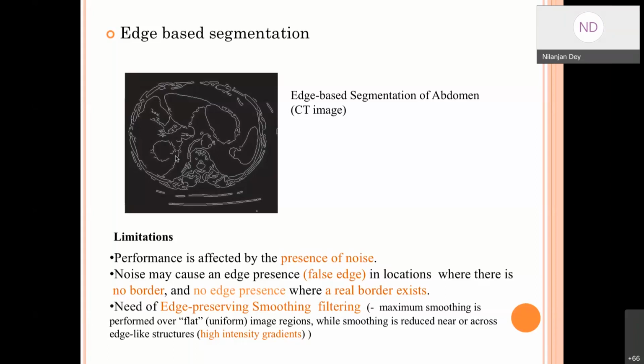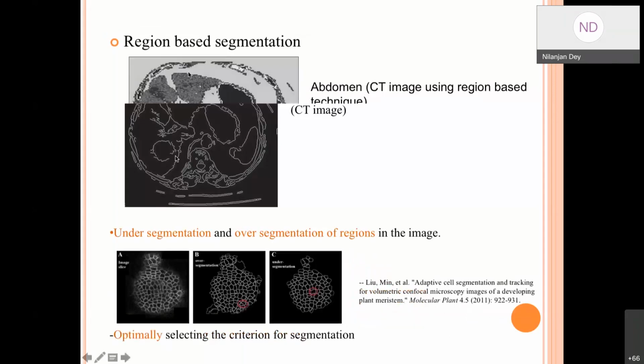So what we need to do is somehow avoid the under segmentation or over segmentation cases by choosing some optimization technique, which will select the number of segmented parts. In this way, we can enhance the quality of the region based segmentation.